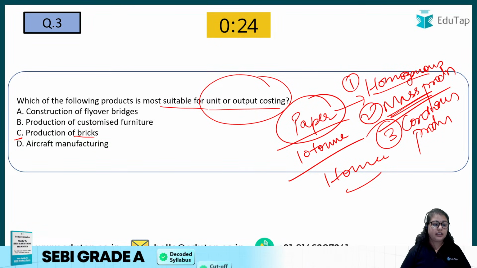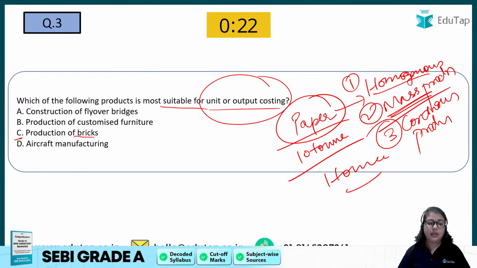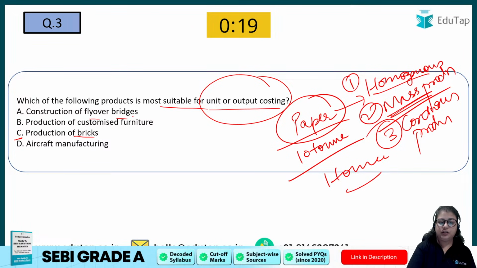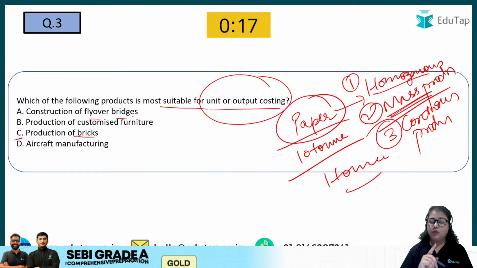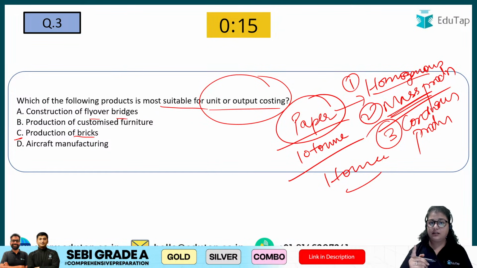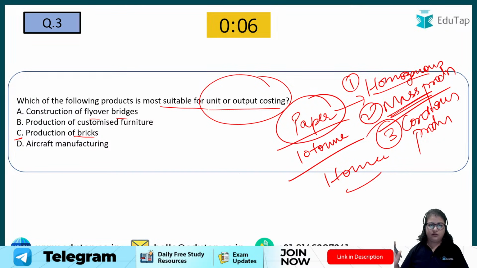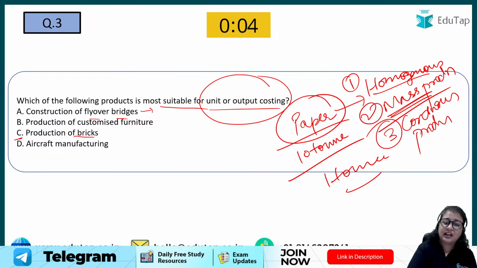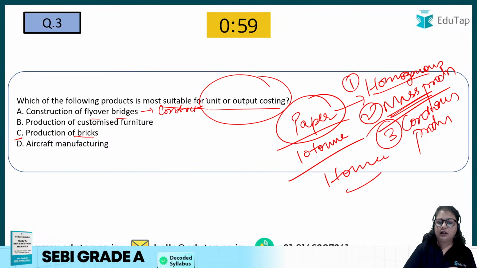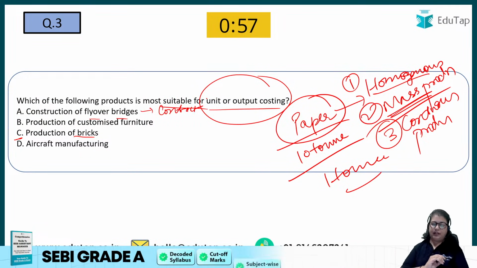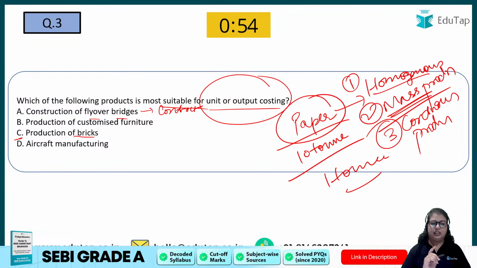But what are the other options that are given to you? Construction of flyover bridges. Okay, so in flyover bridges, this is a customized bridge, because for every place there will be a different type of flyover being made, right? So we have to make a customized flyover. Because it is a big project, we'll say it is contract costing. The most suitable type of costing that can be used is contract costing in this case.